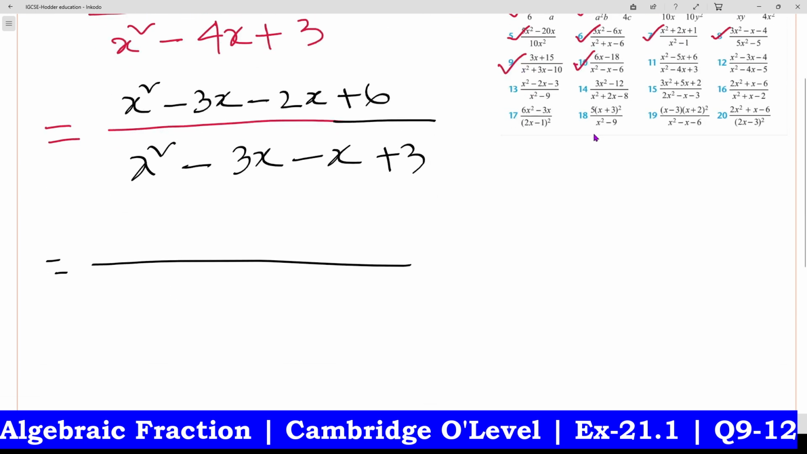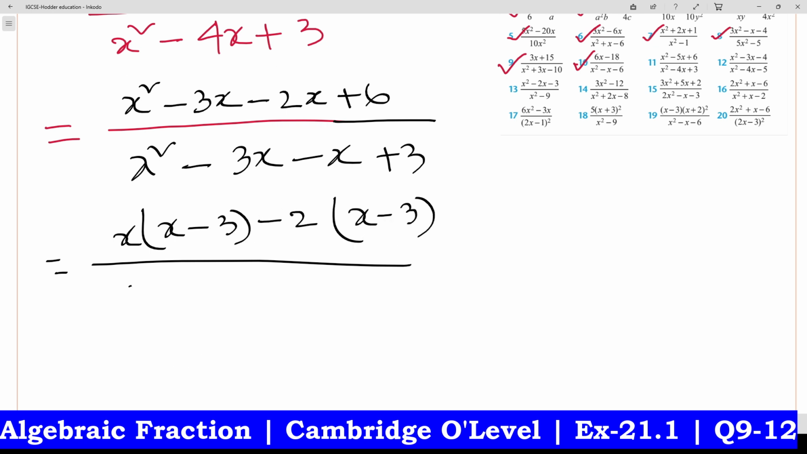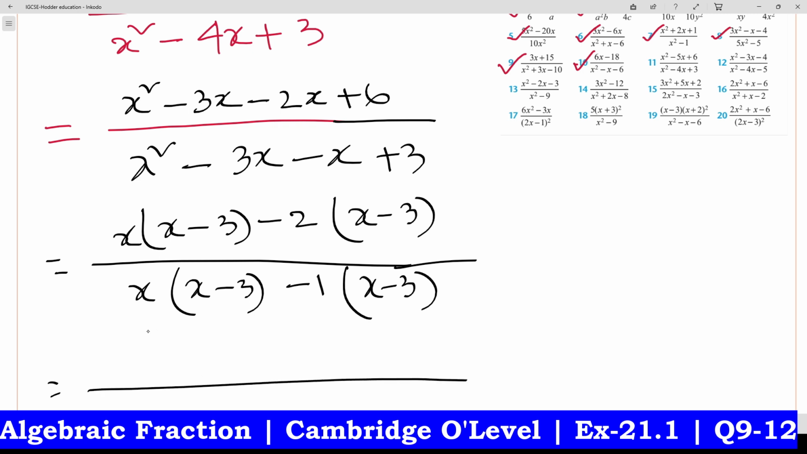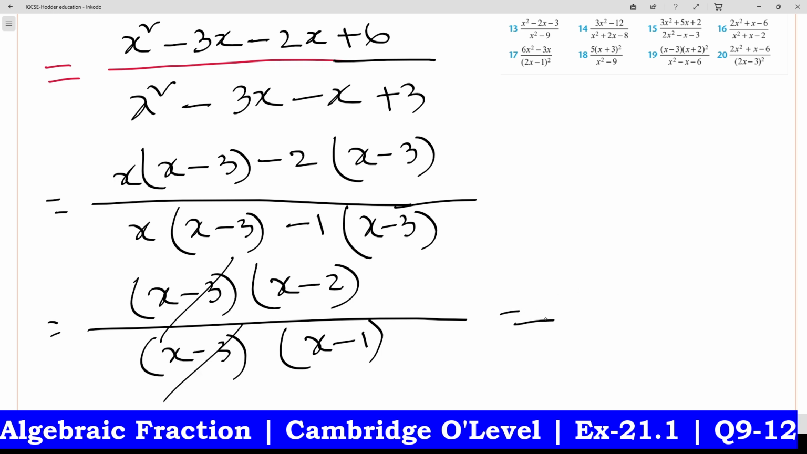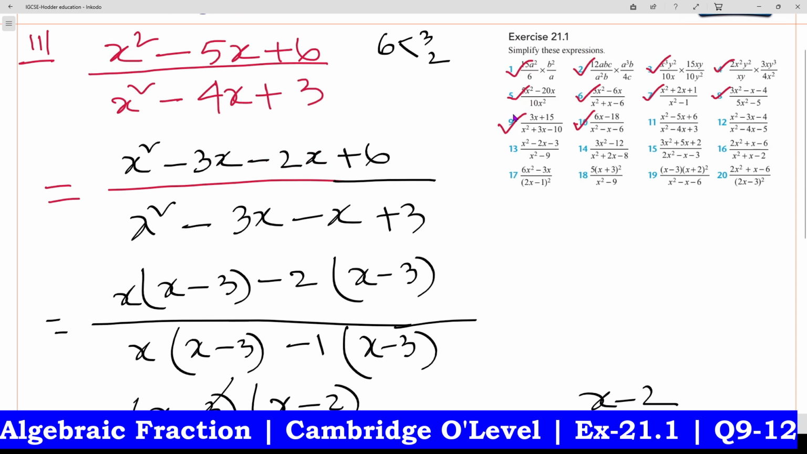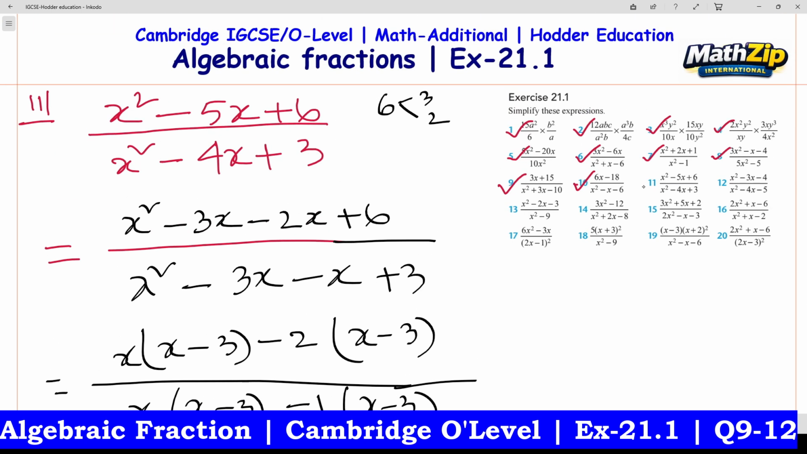Now we can take common x, so here is x minus 3. We can take common 2, so here is x minus 3. Same thing, x common, x minus 3, minus 1 common, x minus 3. Now look, here is x minus 3, x minus 2. Here is x minus 3, x minus 1. We can divide x minus 3 by x minus 3. So our answer will be x minus 2 divided by x minus 1. This is our answer. So number 11 done.